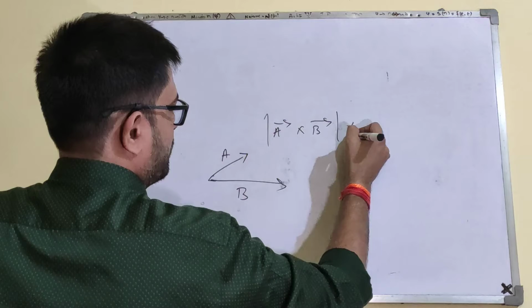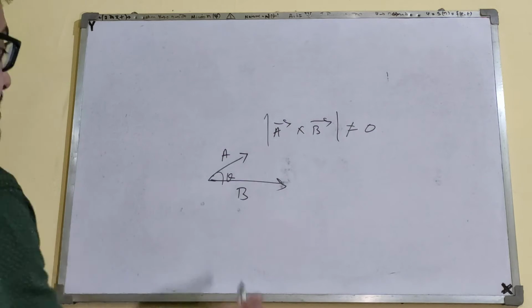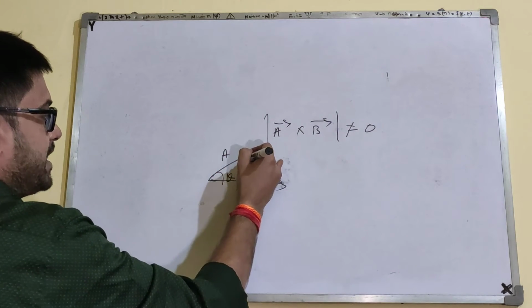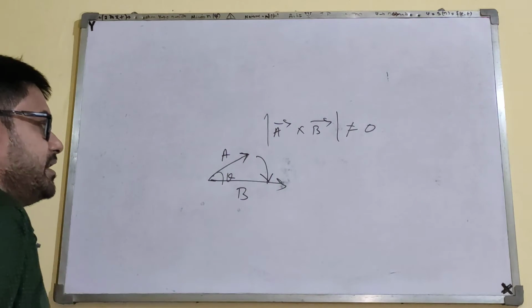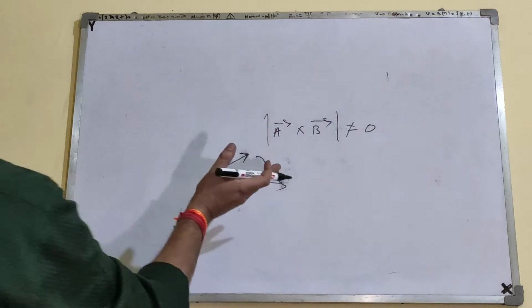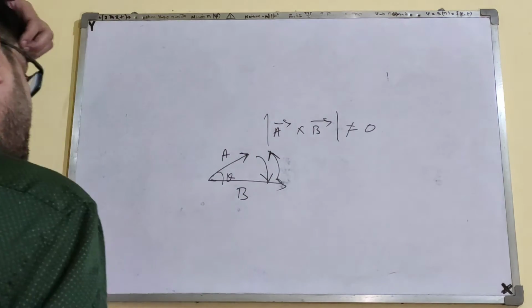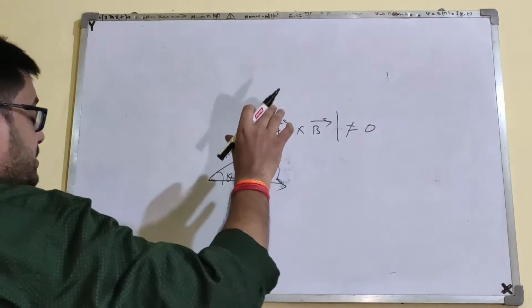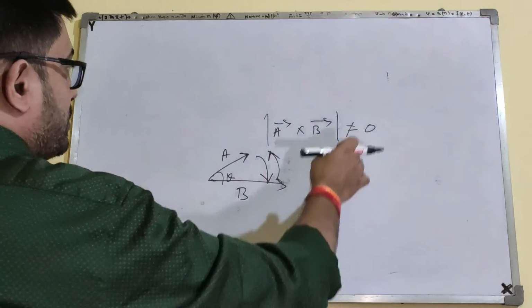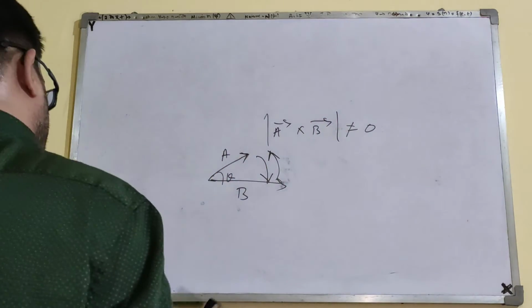If it is going to be non-zero, the cross product, there has to be some sort of angle. That means if I take A as a standard, then B is at a rotation of theta in the clockwise sense. If I take B as a standard, then A has to go through a rotation of theta in the clockwise sense. That means for the cross product to be non-zero, A and B must have some sort of non-zero angle to each other, correct?